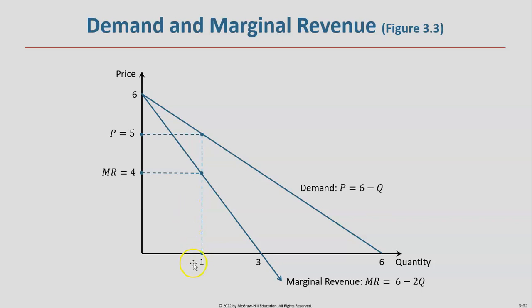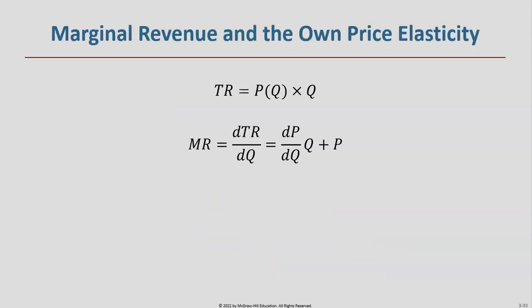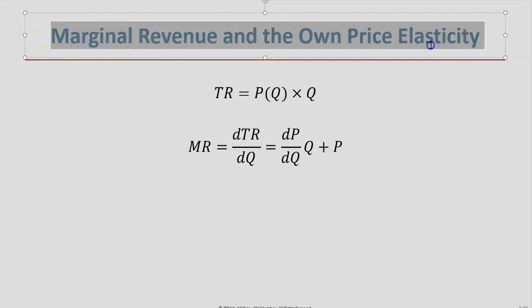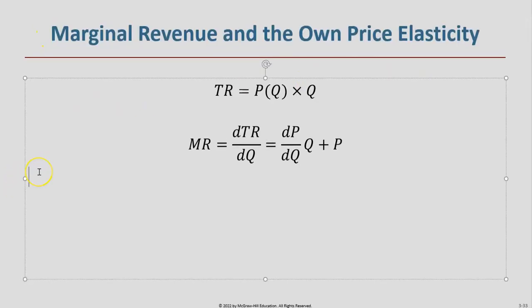Okay, and just for example, when quantity is 1, 6 minus 1, price is equal to 5, and on the marginal revenue curve, when quantity is 1, 6 minus 2, marginal revenue is 4. So marginal revenue is always below price. Okay. And so that is a building block, a foundation that helps us understand the relationship between marginal revenue and the own price elasticity.